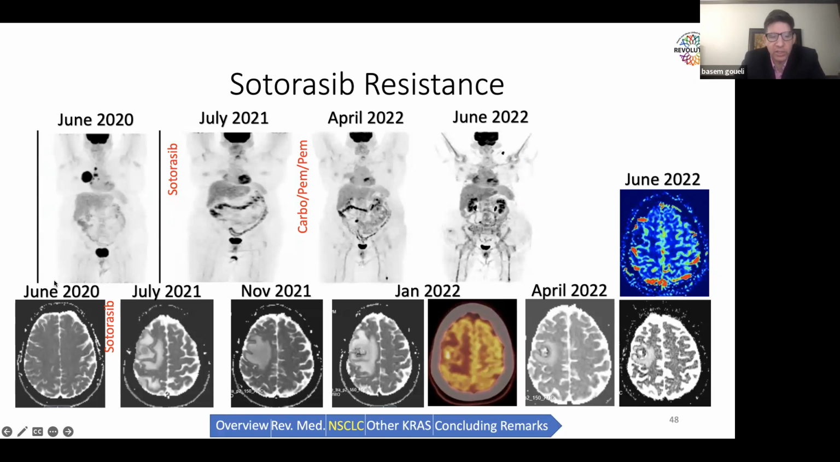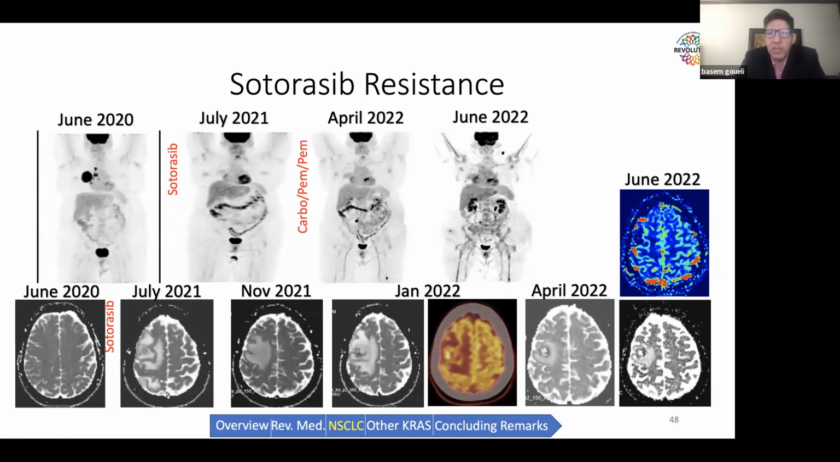So initial June 2020, you can see the PET CT here. She gets treated with chemoradiation, concurrent chemoradiation, durvalumab for a year. She then got a new brain lesion, actually 2 new brain lesions, July 2021, for which she had SRS, so stereotactic radiosurgery. She was also put on sotorasib. She actually did not have systemic disease at that time, so she had isolated brain lesions, and the physician at that time put her on sotorasib.